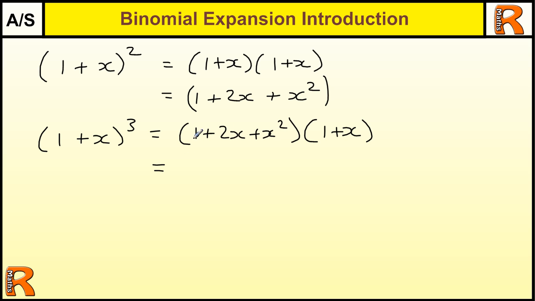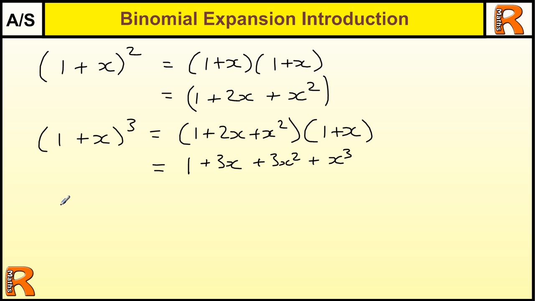So I end up with 1 times 1, 2x times 1, which is 2x, and that will go with the 1 times the x, so that will be 3x. And then I've got x squared times 1, and the x times 2x, that makes 3x squared. And then I've got x squared times x, which is x cubed.